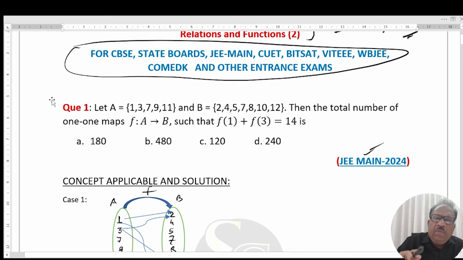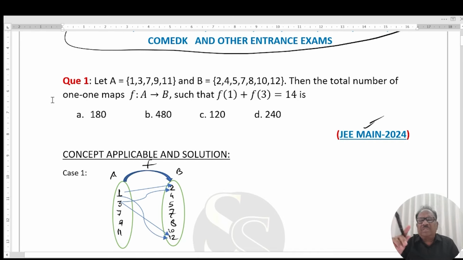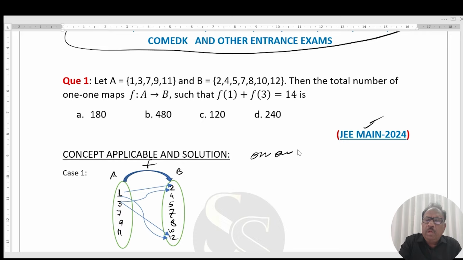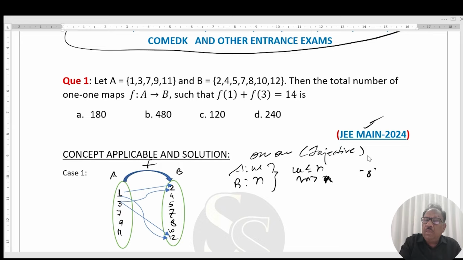Now, first of all, I will discuss what is 1-1. Basics I will discuss in detail. So 1-1, another name is injective. Let set A have m elements, B have n elements. The essential condition is that m should be less than or equal to n. If m is greater than n, the number of injectives is 0. In this case, the number is nCm into factorial m, right?